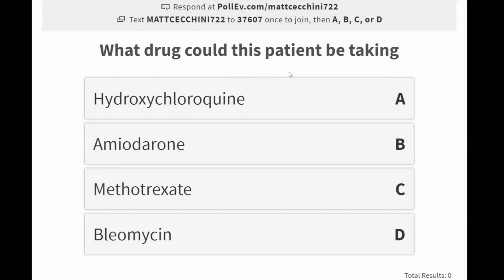And so what drug do you think this patient might be taking? Do you think it's A, hydroxychloroquine? B, amiodarone? C, methotrexate? Or D, bleomycin?